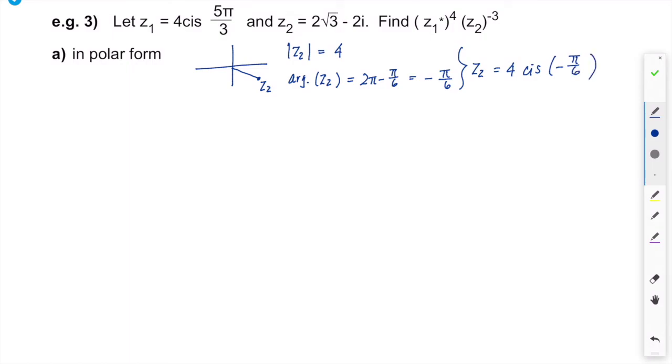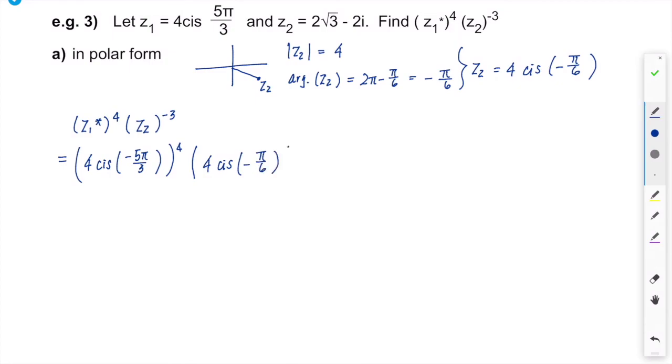Okay, so let's try to figure out what z1 conjugate to the power of 4 times z2 to the power of negative 3 actually is. Okay, so we know that the conjugate of a complex number means that we can take the negative of its original argument, and then this is to the power of 4, and then z2, which is 4 cis negative pi over 6 to the power of negative 3. So I'm going to preserve the powers of 4 because both of these complex numbers have the same moduli. And I can simplify this using exponent laws afterwards, okay?